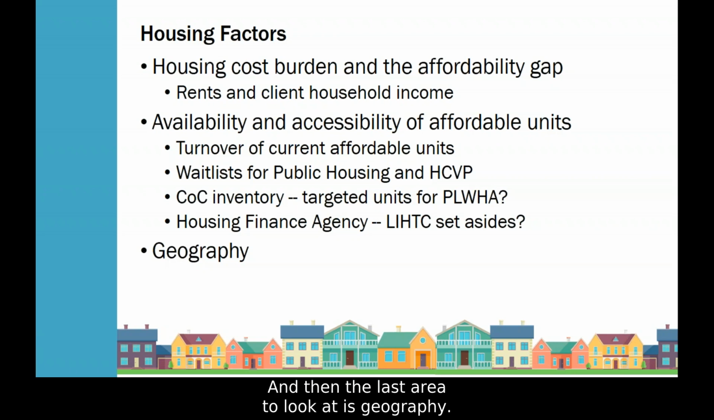One of the last areas to look at is geography. So what does your service area look like? What areas are right now being served well, but what areas are not? Are there any gaps in how services are spread out geographically? Are there transportation issues within your community? And does that impact how people are able to get services or access housing? And how does that influence any of the choices that you may make about having rental assistance and where it might go?